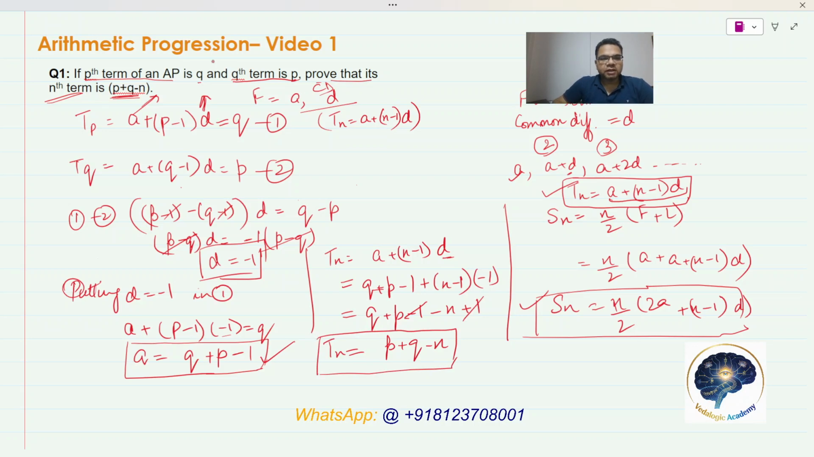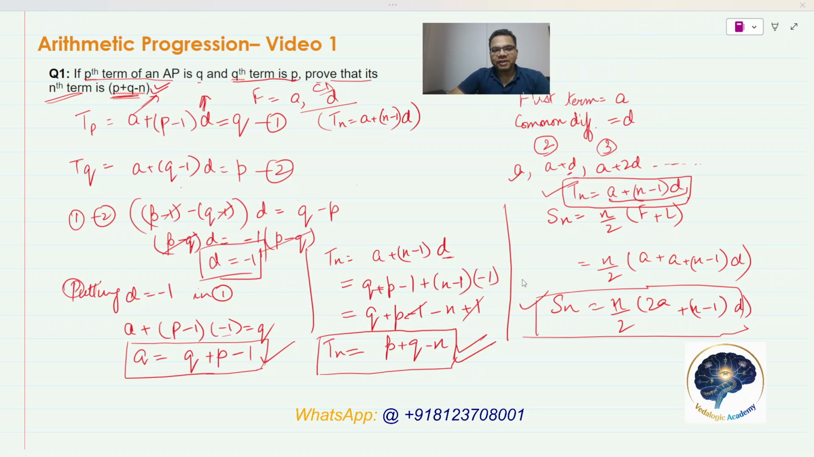Hope you understood. This is what we had to prove here. If you see, prove that its nth term is p plus q minus n. This is what we had to prove, and we have got the same answer. Hope you understood. This part is very clear, right? Okay. So I hope this is clear, and I will go to the next question now.